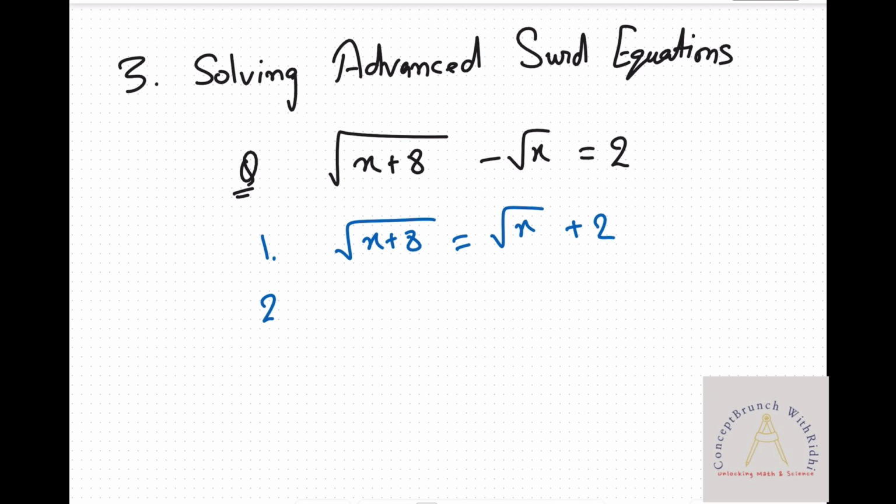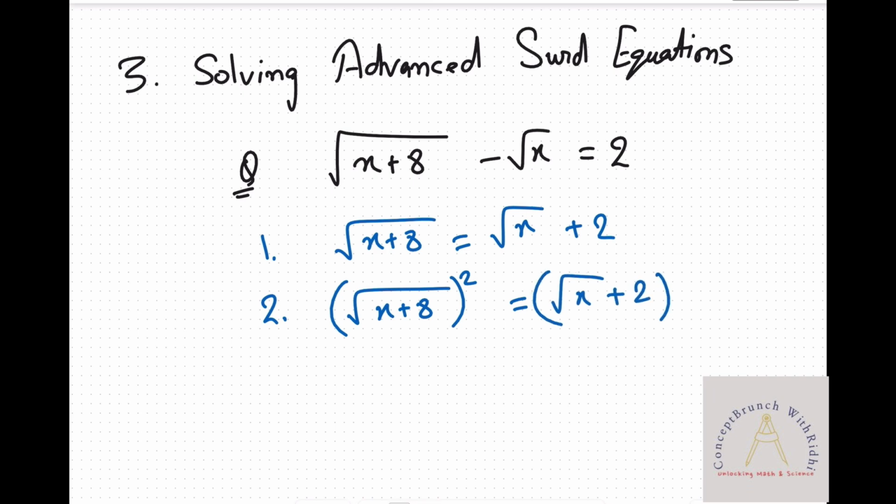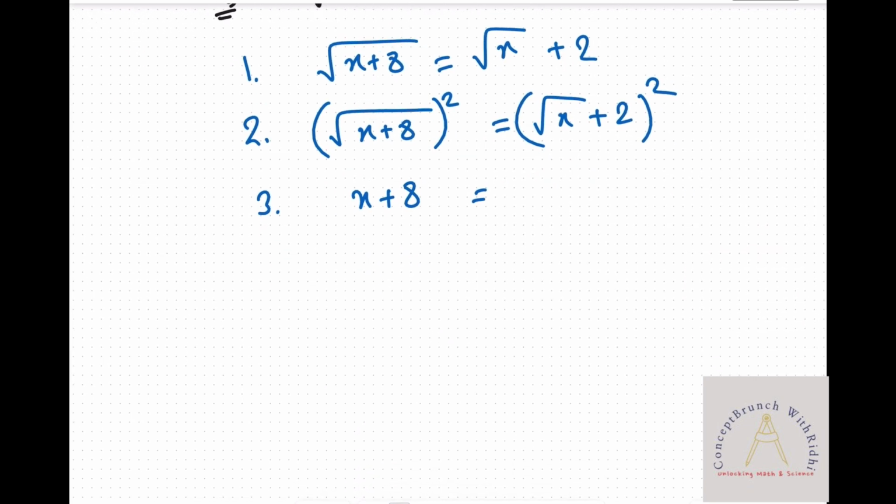Second step, square both sides to eliminate the square root. So (x plus 8) whole square equal (root x plus 2) whole square. Okay. Now after squaring, under the root things will be simple, x plus 8, and on this side we have to expand it, or we can use the (a plus b) whole square formula. Okay, if you don't know the (a plus b) whole square formula, I can give you a quick brief for that. So let's hold it here.